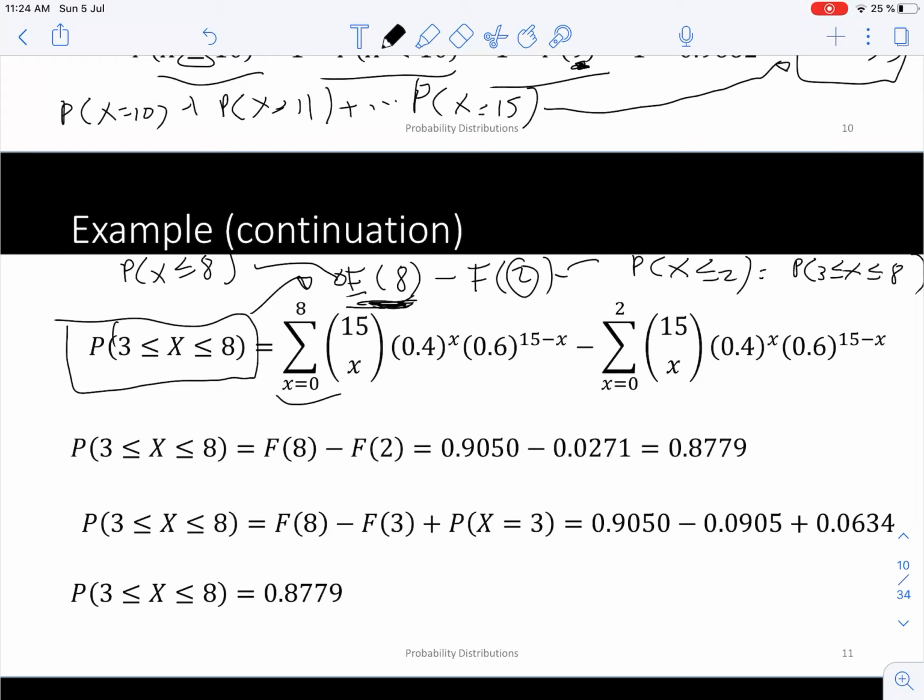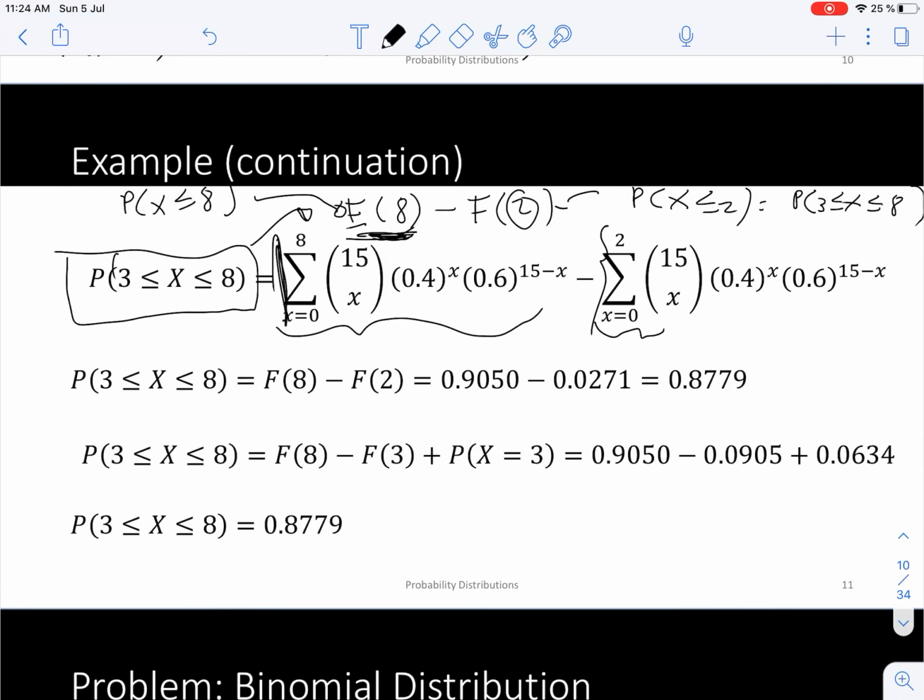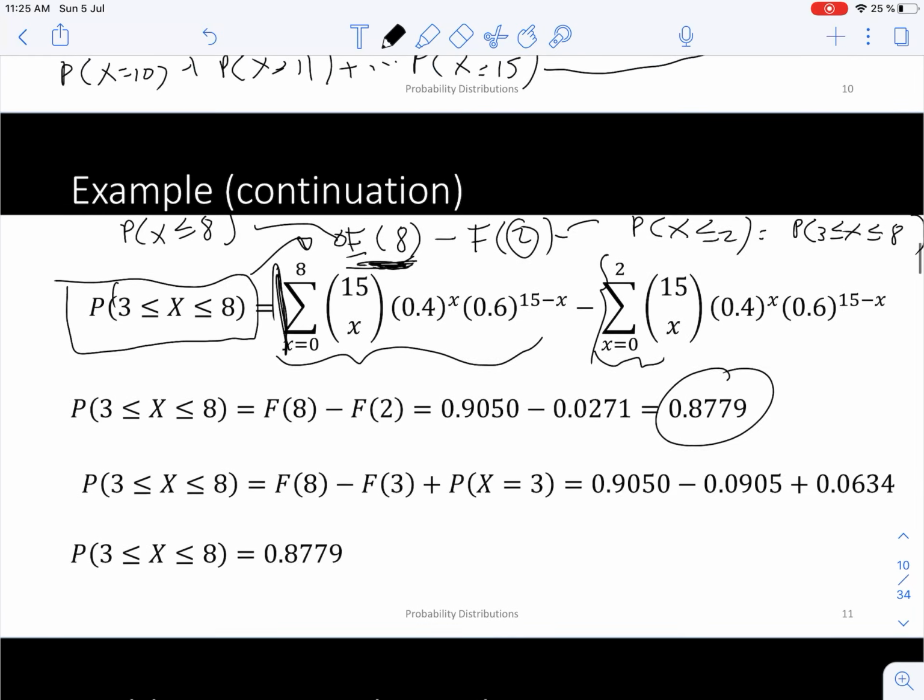So this first one is the sum of the binomial equation from 0 to 8, the cumulative. So we're getting all the cases when x is equal to 0, when x is equal to 1, up to 8. And then we're removing, so that's why this sum goes from 0 to 2. So when we remove it, we get from 3 to 8. Here we have the operations, and of course we end up with the probability of 0.8779. That's the probability that between 3 and 8 patients will survive.